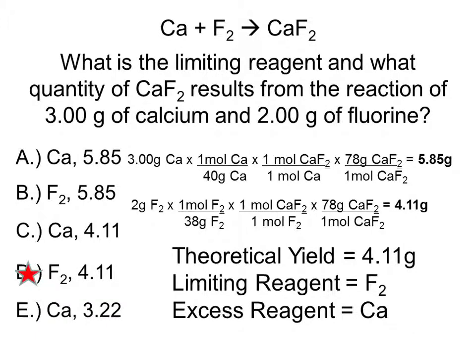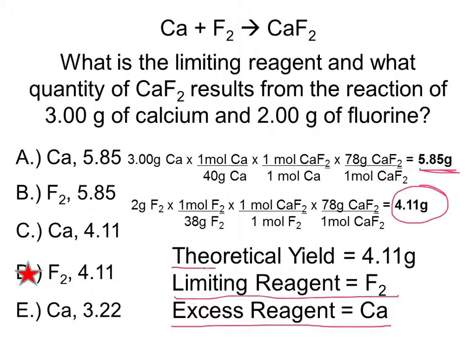Okay, I've worked it all out here in nice neat form, and you can see that the limiting reagent in this case, if you've done the math correctly, since this is the smaller amount compared to this, is fluorine gas, our excess reagent is calcium, and based on the limiting reagent yield, our theoretical yield, in other words, the most we can make, is going to be 4.11 grams. And these values will always match, right? The theoretical yield is the maximum amount I can make, and it's dictated by the limiting reagent.